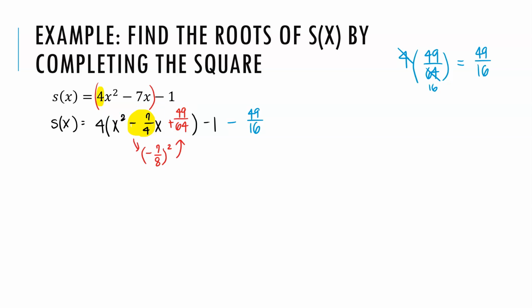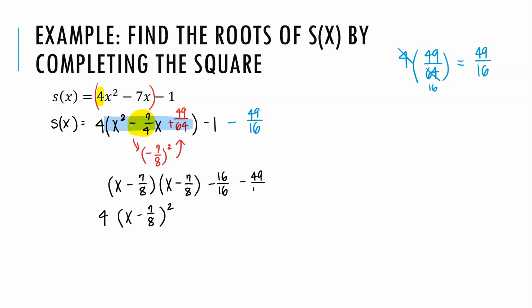Step 3 is to factor the perfect square trinomial. So x squared minus 7 over 4x plus 49 over 64 in factored form is equivalent to x minus 7 over 8 times x minus 7 over 8. It's not necessary to write out both factors in this way. We can rewrite it as just x minus 7 over 8 quantity squared. This is equal to 4. And just to rewrite my constants together, I'm going to find a common denominator. Negative 1 is negative 16 over 16 minus the 49 over 16 gives me negative 65 over 16.